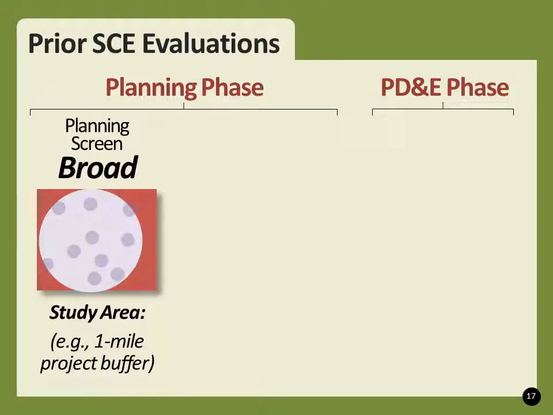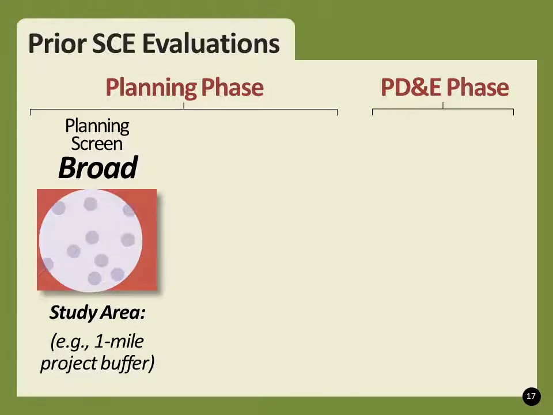When a project is first evaluated in the planning phase, a broad study area sheds light on communities and community resources where effects from the project could be felt. At this stage, the study area will include all of the preliminary alternatives initially under consideration.